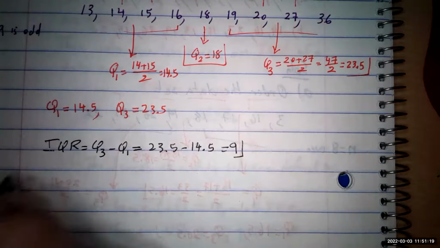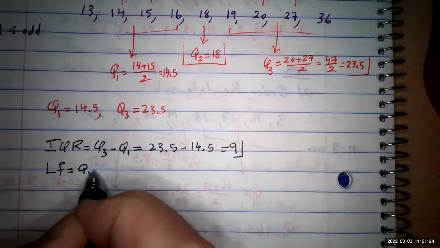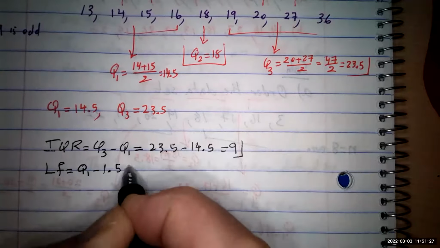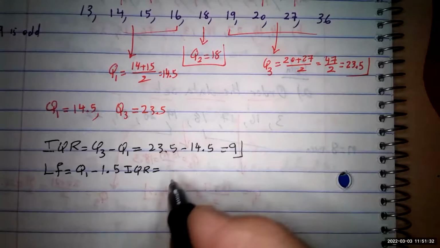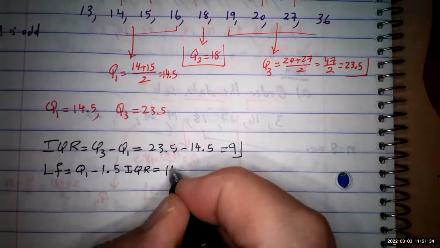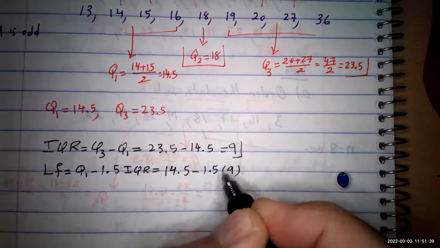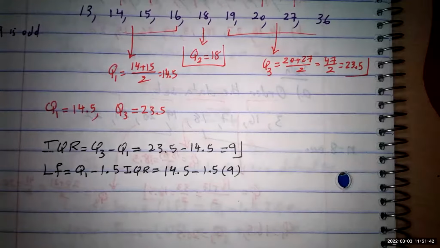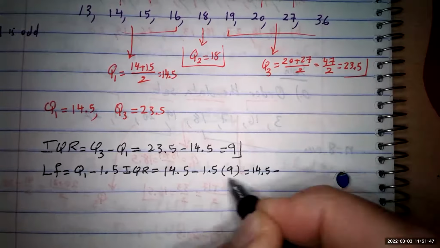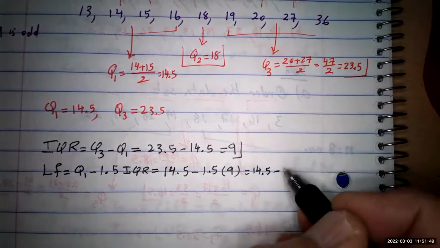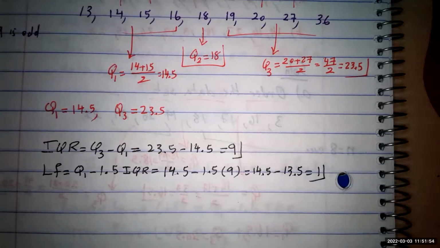So go for the lower fence. The lower fence is equal to Q1 minus 1.5 IQR. Okay, so Q1 is 14.5 minus 1.5 times IQR, which is 9. So this is going to be 14.5 minus 9 times 1.5, which would be 13.5. So the lower fence would be 1.